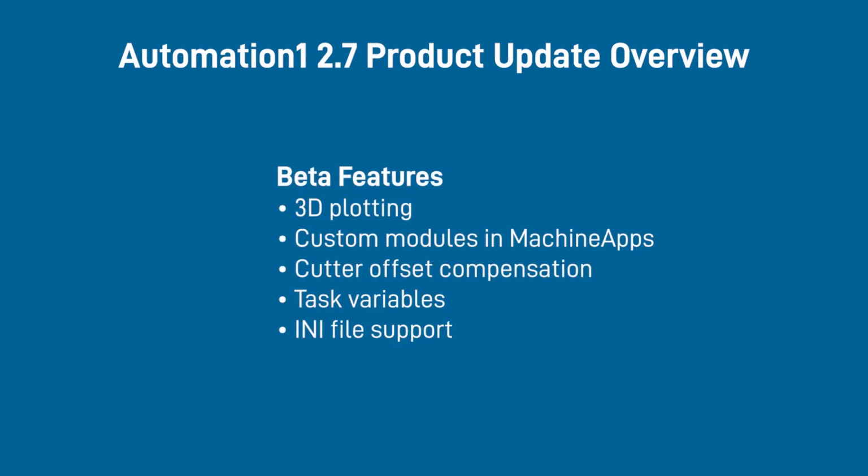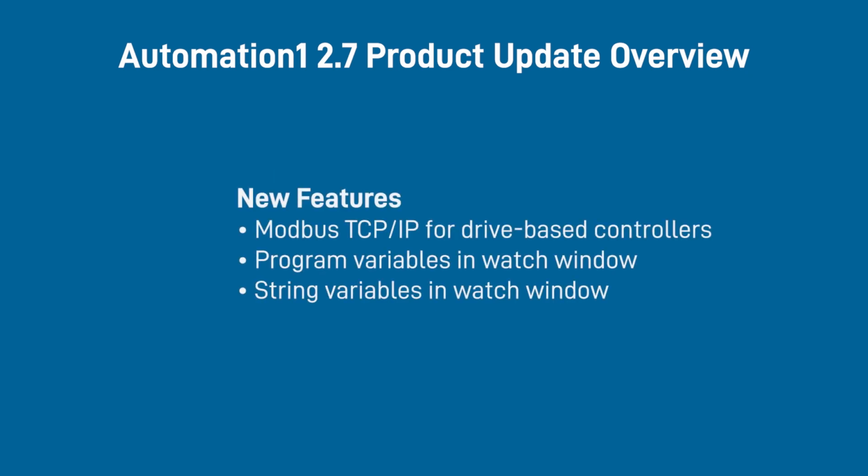This includes beta features such as 3D plotting, custom modules and MachineApps, cutter offset compensation, task variables, and I&I file support. New features include the new Modbus TCP IP for drive-based controllers. This is coming out of beta, so it's new. New program variables in a watch window, and new string variables in watch windows.